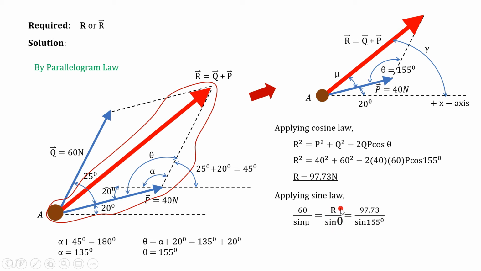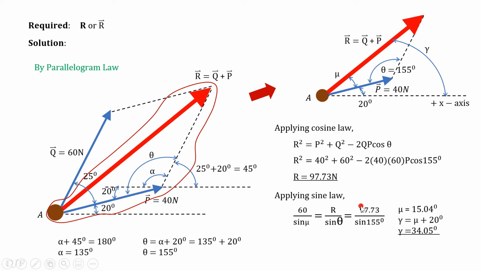This term can be expressed as follows: 97.73 all over sine 155 degrees. With this term and this term, we can observe that mu is the only unknown variable, and we can solve for mu, and we get mu is equal to 15.04 degrees. With the value of mu, we can now solve for the angle gamma, which is equal to mu plus 20 degrees. This gives us angle gamma is equal to 34.05 degrees.